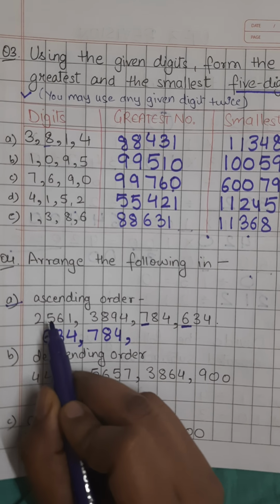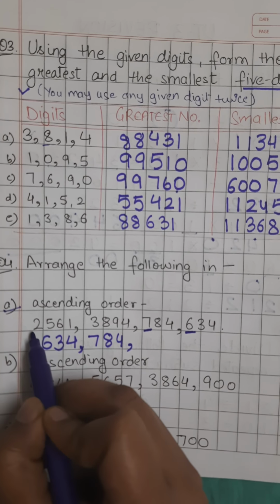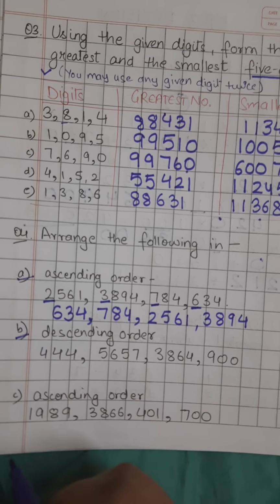Now I will move on to my 4-digit numbers. Now here again, before deciding what to write first, I will see the first digit. Now 2 is smaller, so 2561 and 3894. So this we have put in ascending order. Now next part, descending order.